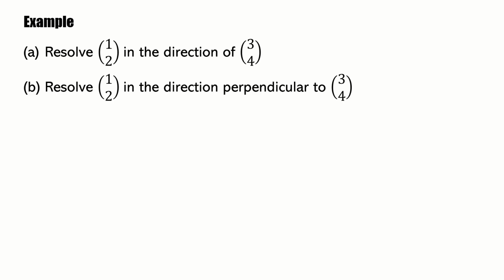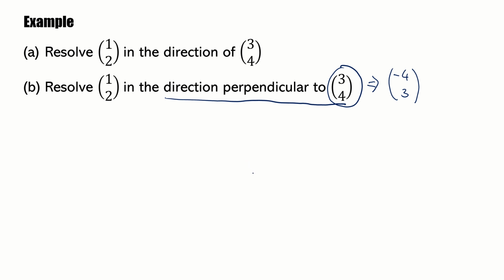So we want to resolve the vector I showed earlier, which was the vector 1, 2, firstly in the direction of 3, 4, so parallel to 3, 4, and then we want to resolve 1, 2 in the direction perpendicular to 3, 4. As we already said earlier, we need to know what that direction is. So that's why I showed you how to find a vector perpendicular to a given vector. And we already decided earlier that a vector that's perpendicular to that could be minus 4, 3, or alternatively 4, minus 3 if you prefer. It wouldn't matter. That's the thing about the method we're doing.